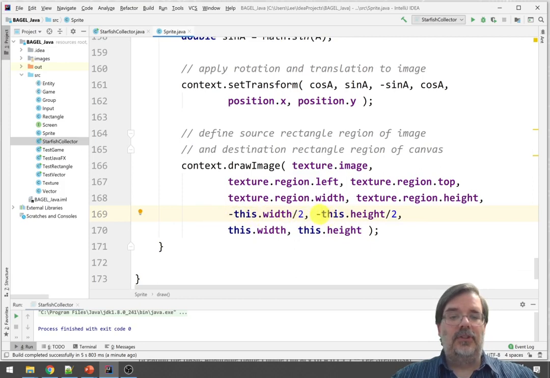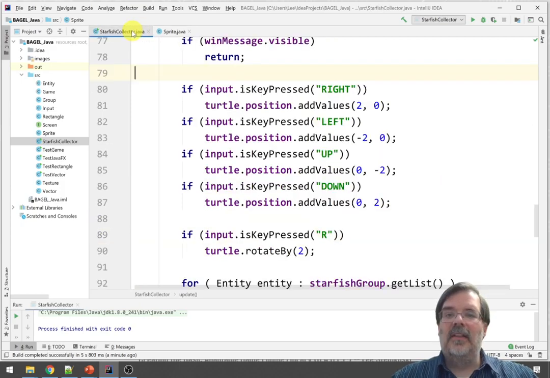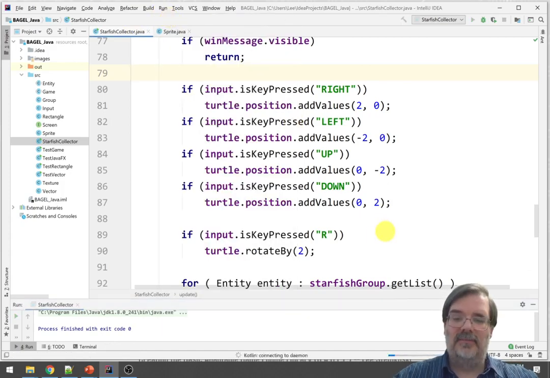And so again, this will shift it to be aligned, so the center of the turtle, or the center of any sprite, is aligned with the origin of the canvas, and that'll enable it to rotate around its center. Let's go ahead and run that one more time, so we can see how draw works.